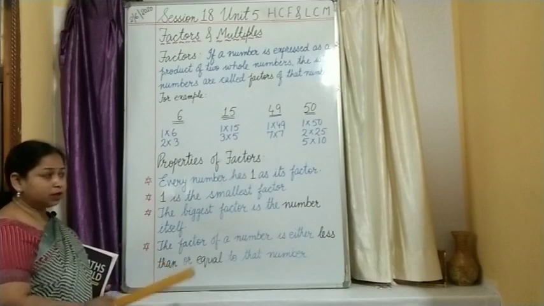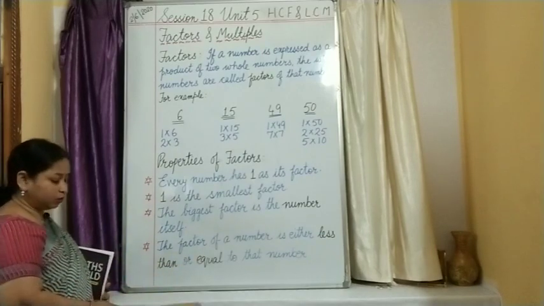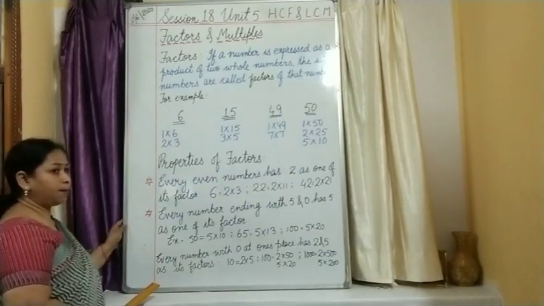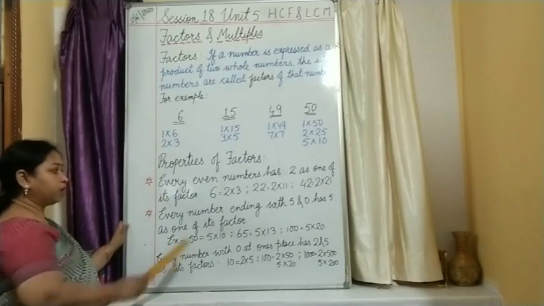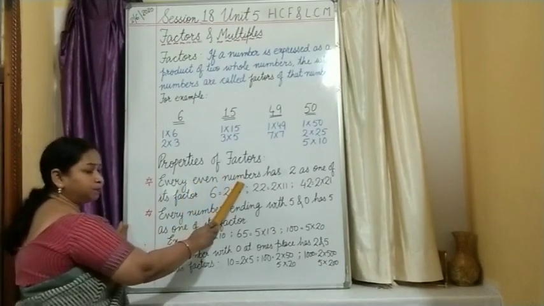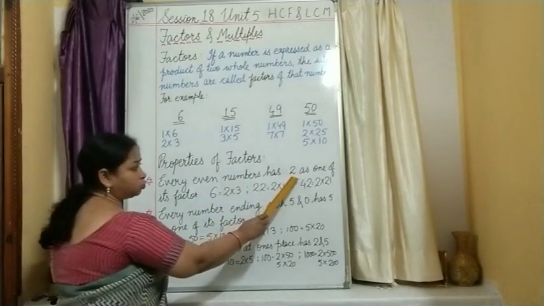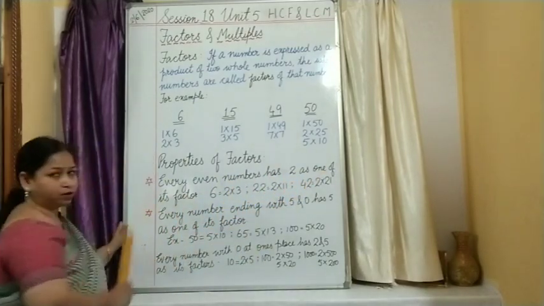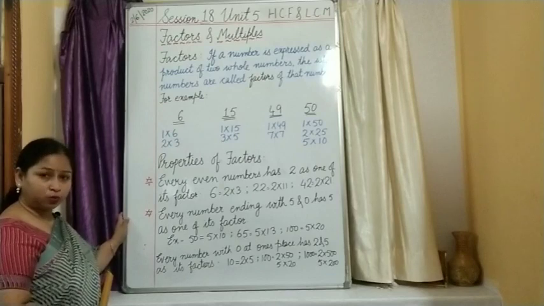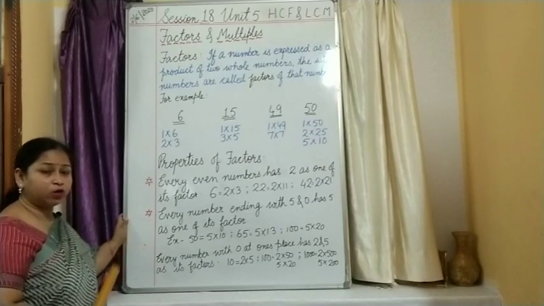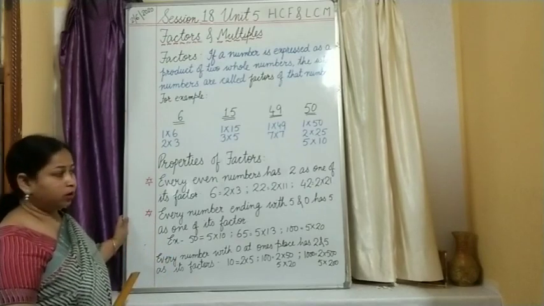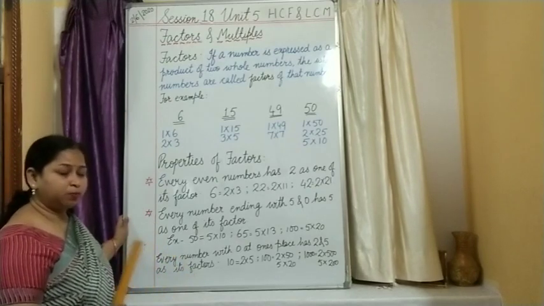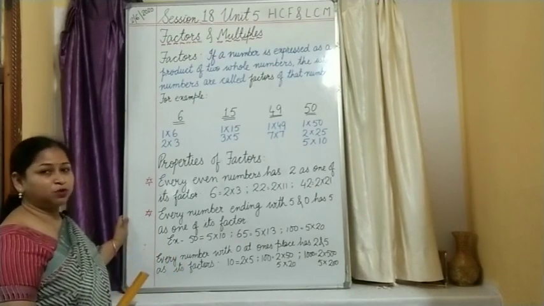There are more properties. I'll just erase this and I'll tell you. Children, there are few more properties we need to know. Every even number has 2 as one of its factors. Now what are even numbers? You have already studied, isn't it? Even and odd numbers. Even numbers are those which are divisible by 2. Or in simple language, all the multiples of 2.